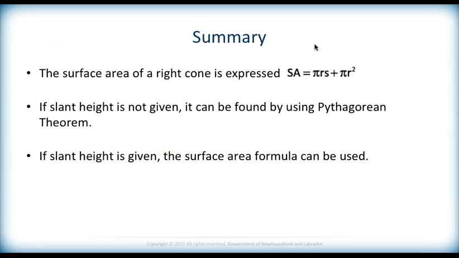In summary, for this section on the right cone, the surface area of the right cone is expressed by pi r s plus pi r squared. If slant height is not given, it can be found by using the Pythagorean theorem. If slant height is given, the surface area formula can be used directly.